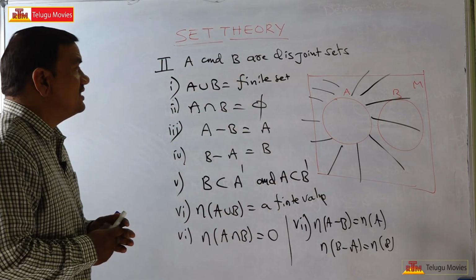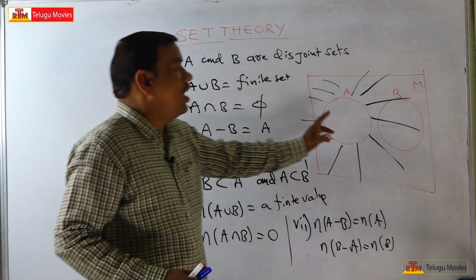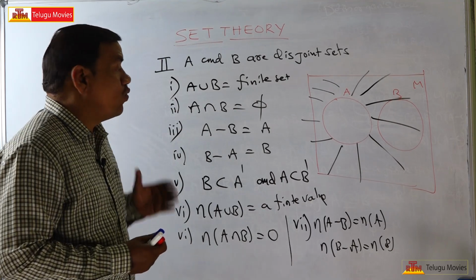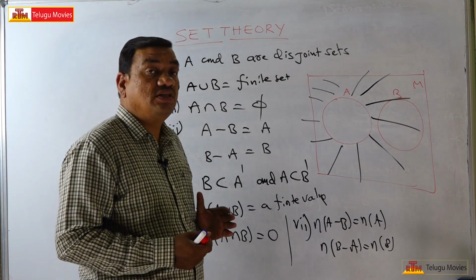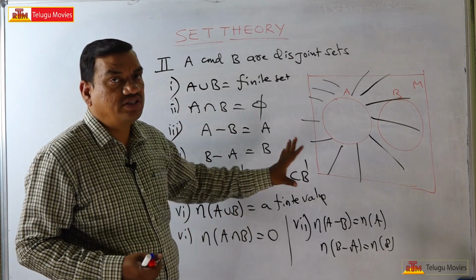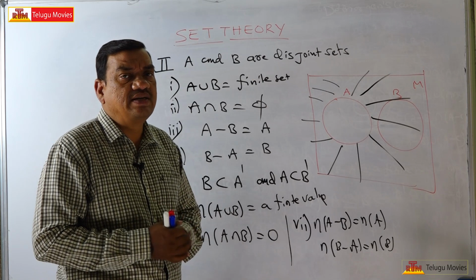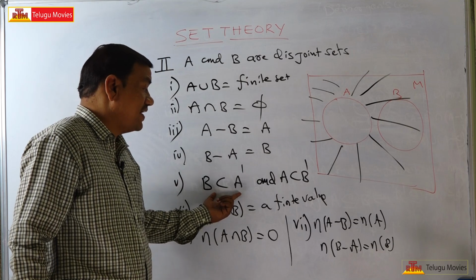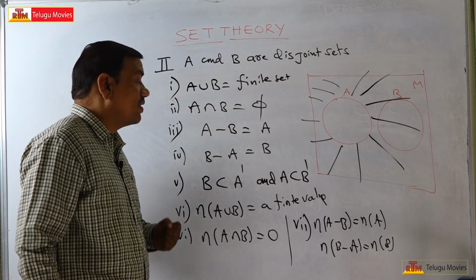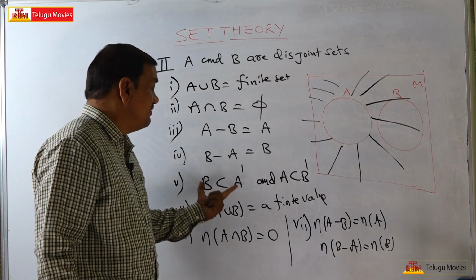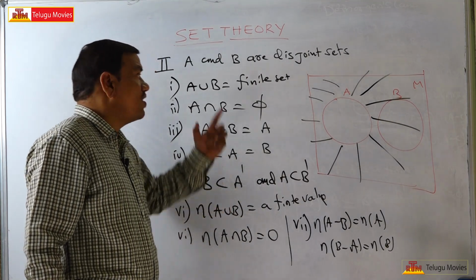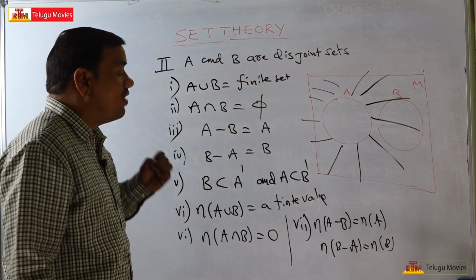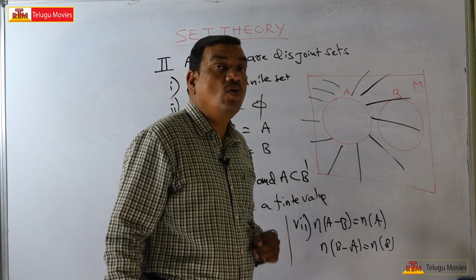So these are the things that happen when A and B are disjoint sets. In all the cases you have to learn one by one. You have to maintain a separate notebook for this and write down all these concepts. Sometimes you may be asked like that: if B is subset of A complement and A is subset of B complement, then he will create one problem. Whenever it is given that B is subset of A complement, then we have to say that A and B are disjoint sets. Understand?